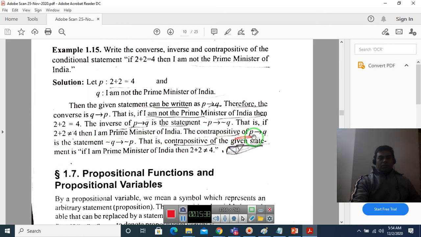The contrapositive of P conditional Q is the statement negation of Q conditional negation of P. That is, the contrapositive of the given statement is: if I am the Prime Minister of India, then 2 plus 2 is not equal to 4.